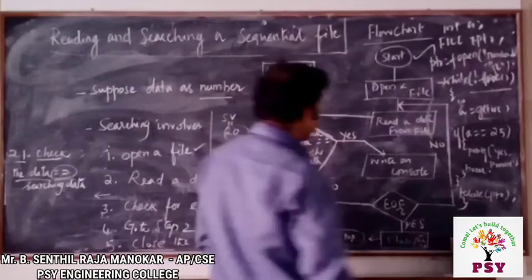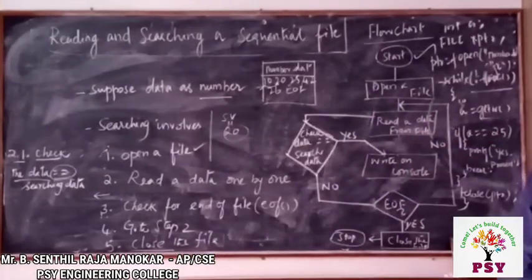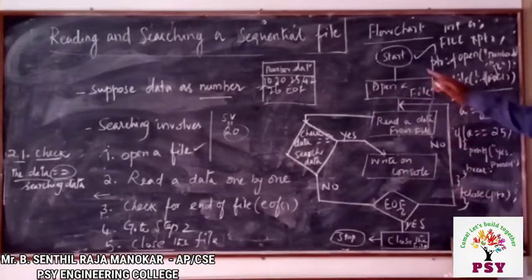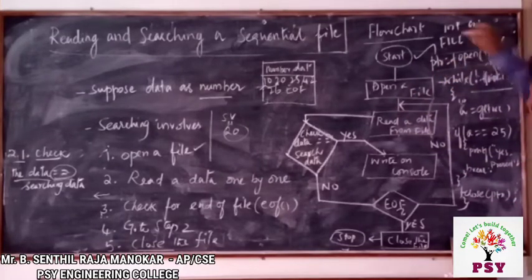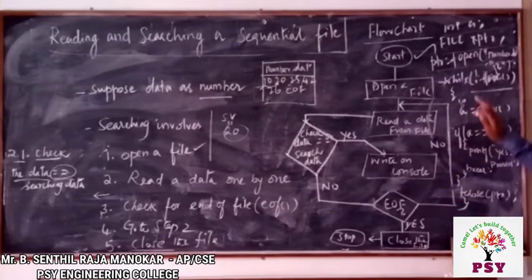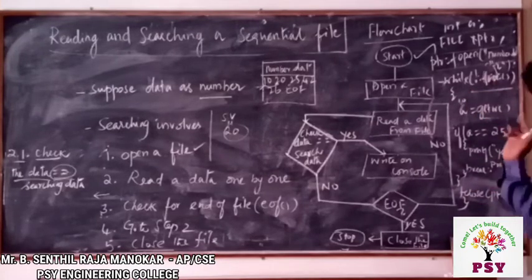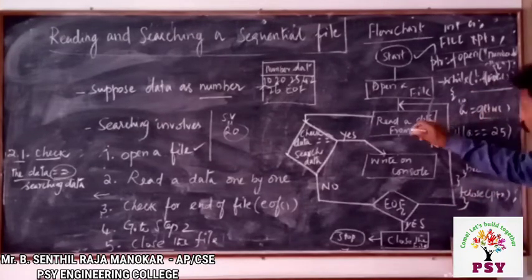Likewise, in the pictorial representation, you know very well: start, then open a file. This is the code we have to use to open a file. Then we check while the file is not equal to end of file. This while loop is going to continue. After that we have to read the data.